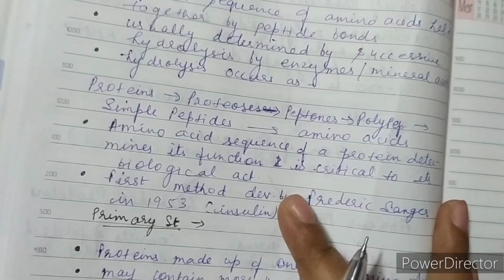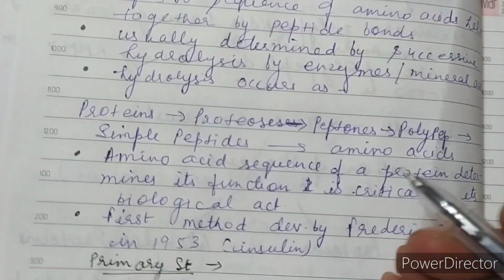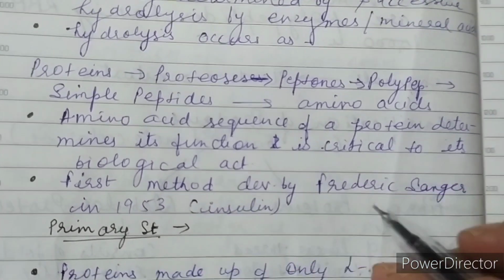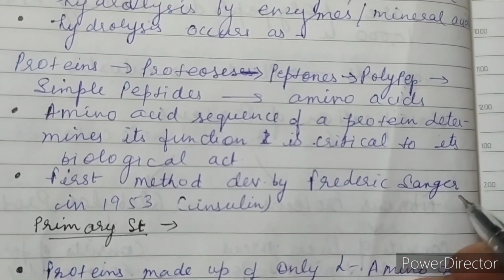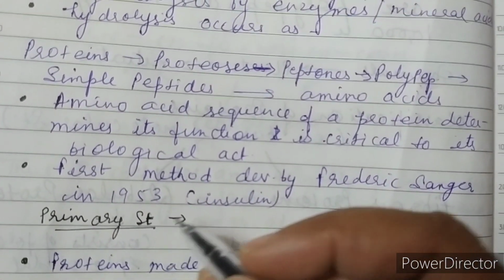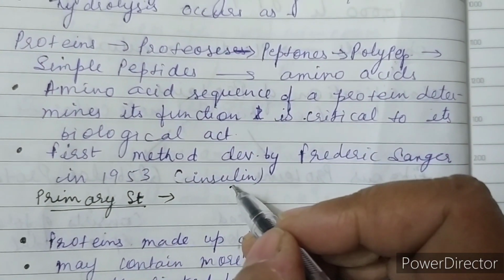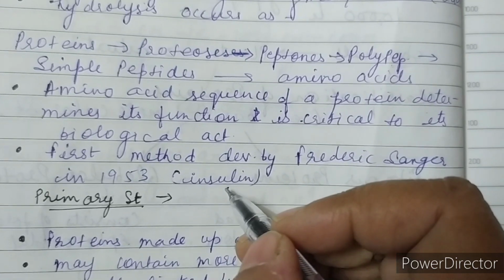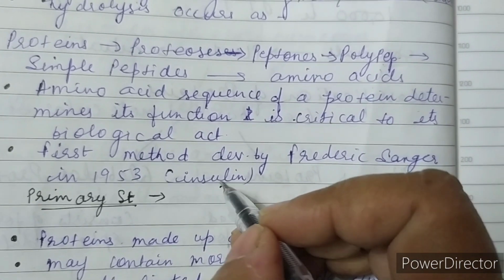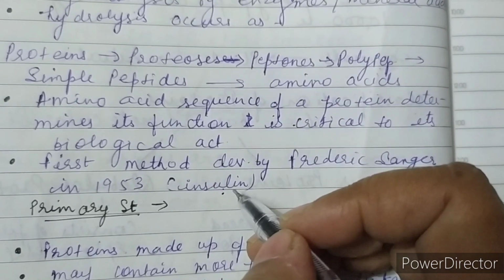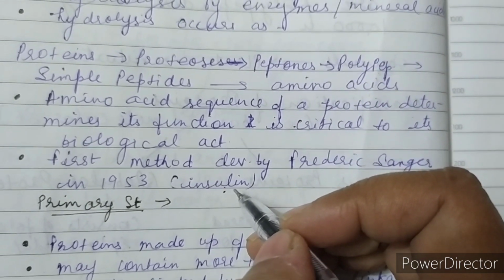Next is how we will determine the sequence. Although it is a very complicated process, the first method was developed by Frederick Sanger in 1953, in which he determined the sequence of amino acids in insulin. Insulin has 51 amino acids and it consists of 2 polypeptide chains, one containing 30 amino acids, another 21, and both are linked together by disulfide bonds.